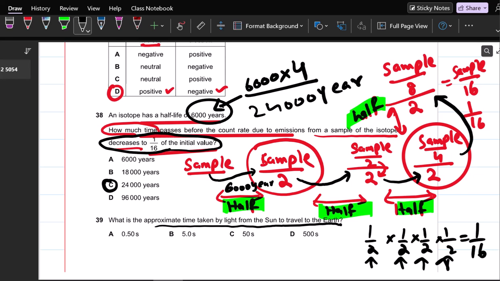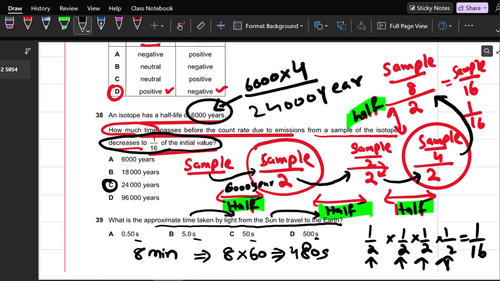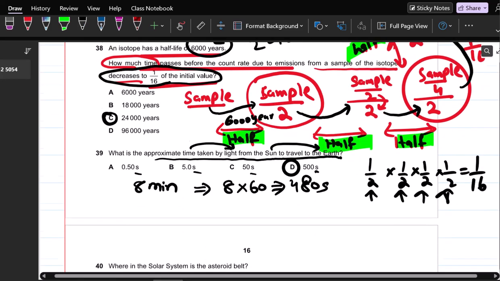What is the approximate time taken by light from the sun to travel to earth? Time taken by light from sun to earth. It is a fact that it takes 8 minutes. The answers are in seconds, so we have to multiply 8 with 60. We are getting 480 seconds, which is approximately 500 seconds. So D is right here.